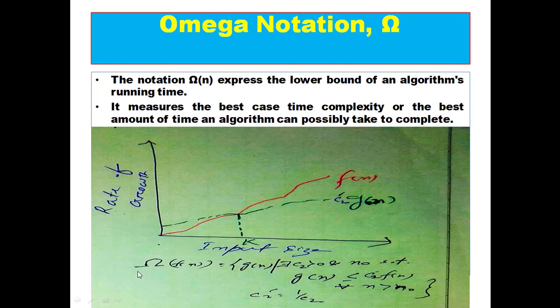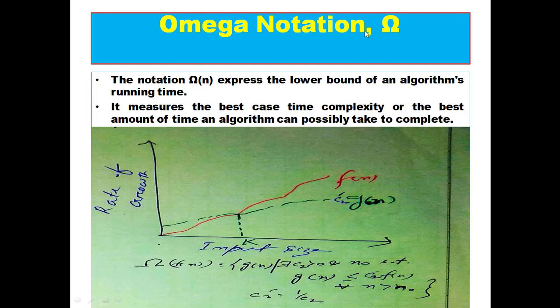So I am repeating it again. Omega of Fn is equal to Zn when there exists C2 greater than 0 and n naught such that Zn is less than or equal to C2 Fn for all n greater than n naught. I am writing here C2 dash because I am assuming that C2 dash is equal to 1 by C2. From this equation, if I divide both sides by C2, then we will have Fn is greater than or equal to 1 by C2 Zn, and 1 by C2 is equal to C2 dash. Clear?